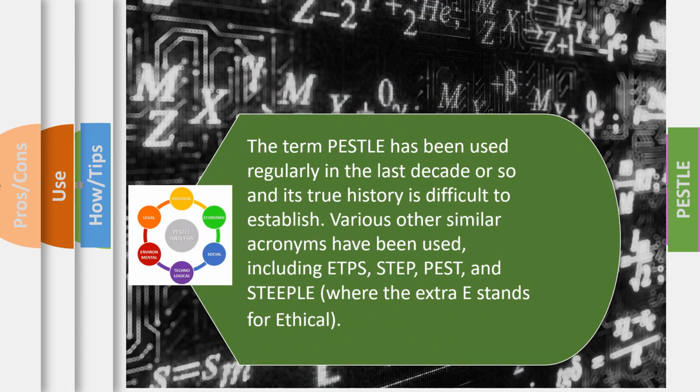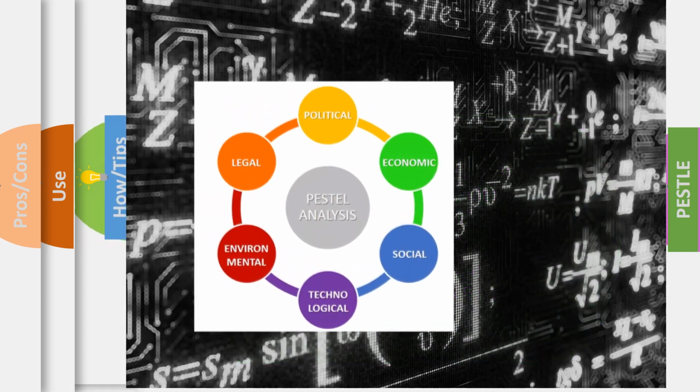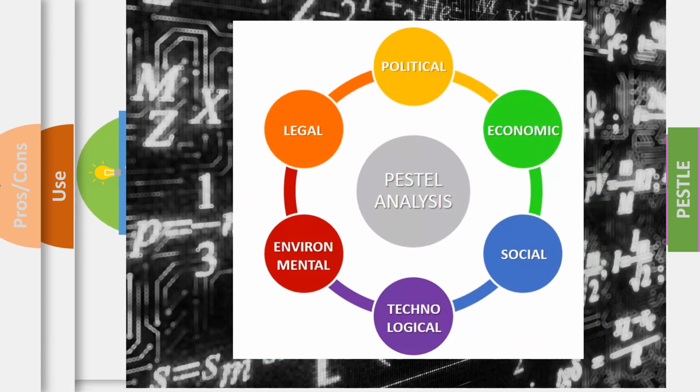When we look at PESTLE, PESTLE can be related to various other models, and that includes ETPS, STEP, PEST, and STEEPLE, where the additional E stands for the ethical side. So throughout, you may read many different articles or journals or books, and you may see many different models, but one of the commonest models is PESTLE. Again, PESTLE stands for political, economic, social, technological, environmental, and the legal aspects from the external side that can have an impact on your business or market sector.